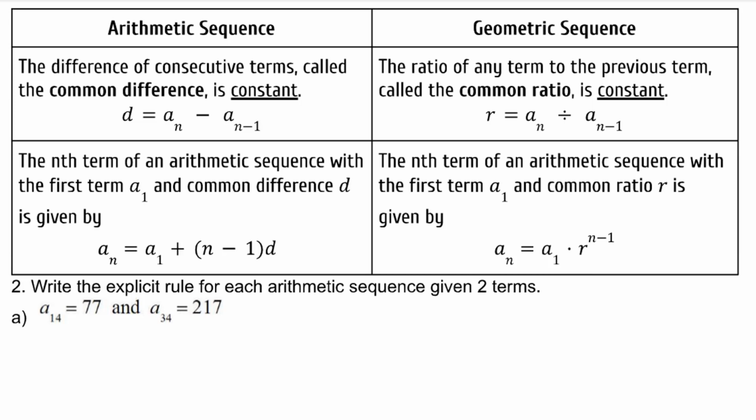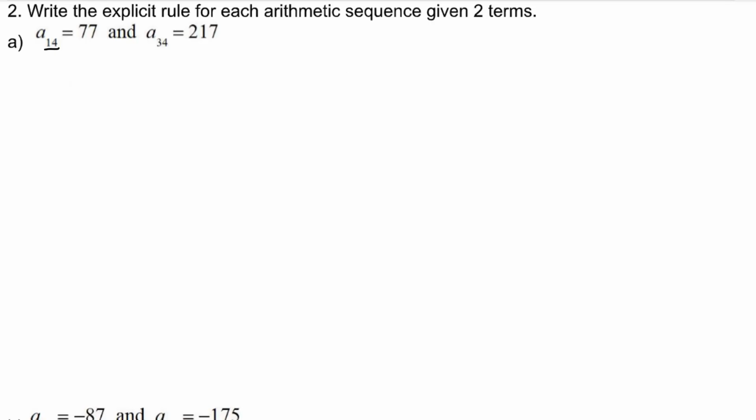Write the explicit rule for each arithmetic sequence given 2 terms. When n is equal to 14, a sub n is 77. That's the point (14, 77). This one is the point (34, 217). To find an arithmetic sequence, we simply want to know the equation of the line that would connect these points. Obviously, a sequence is not connected, but what equation would connect these points? Let me first show you how to use the formula, and then we'll check it with what we already know about linear functions.